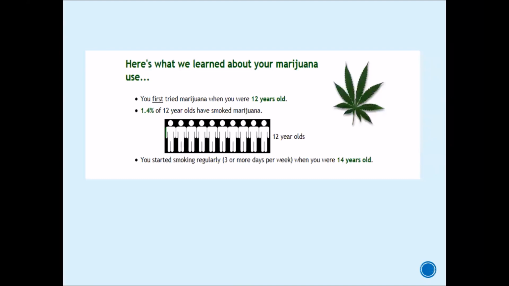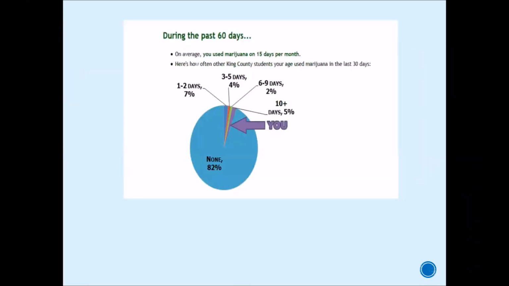So I want to know what the kid is thinking about themselves being only 1.4% of American 12-year-olds having used marijuana at that age. I want to know what they think about that, how they're processing that, all of that. We also talk about when they started smoking regularly, which we define as 3 or more days per week. And we go into normative data that's more up to date.